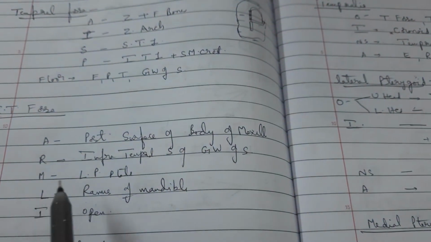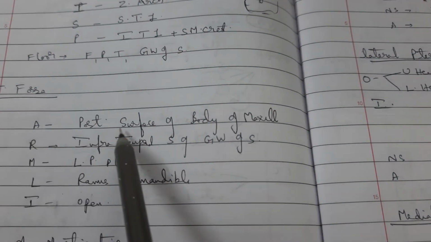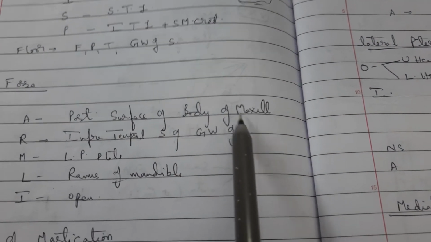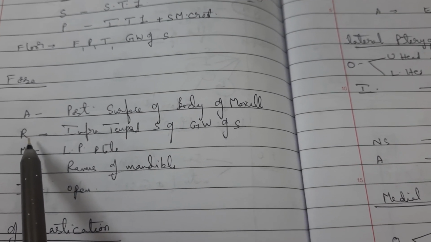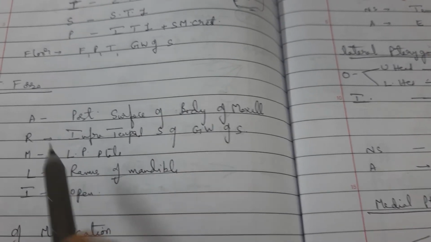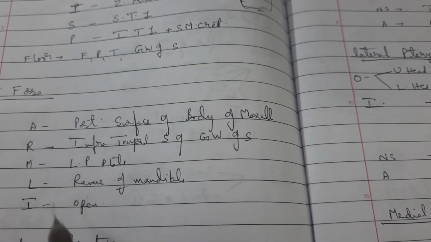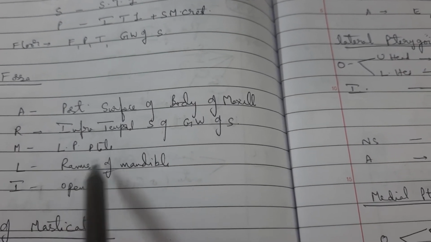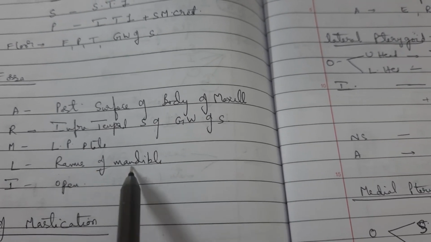Similarly, infratemporal fossa, anteriorly the posterior surface of body of maxilla, posteriorly infratemporal surface of greater wing of the sphenoid, not posteriorly, it forms the roof actually. Medially lateral pterygoid plate, laterally ramus of the mandible, inferiorly it is open.